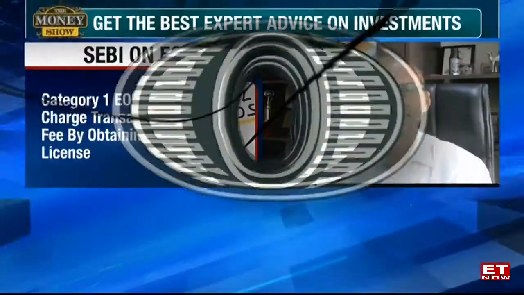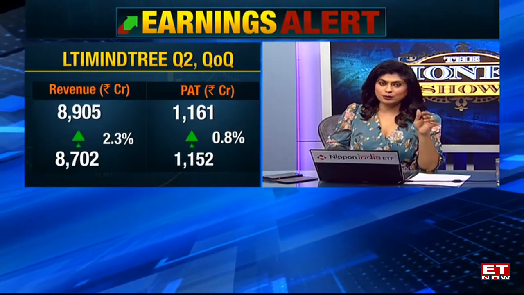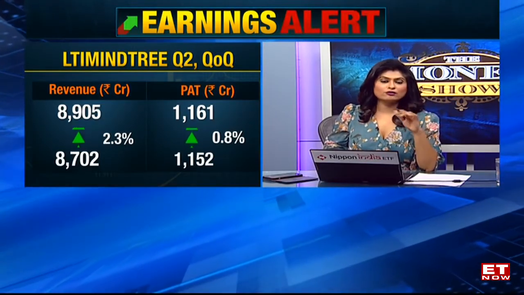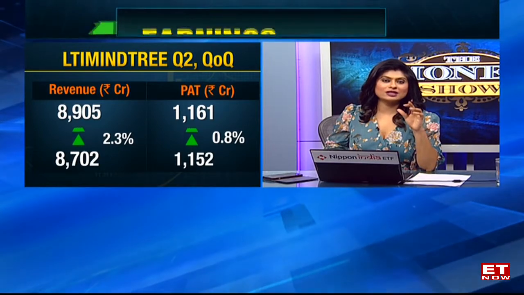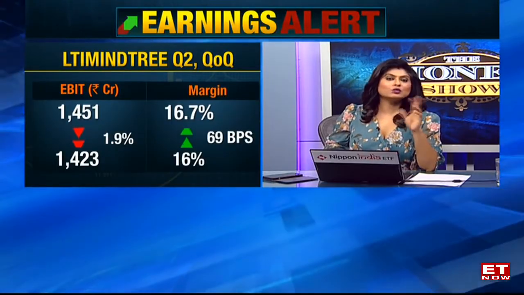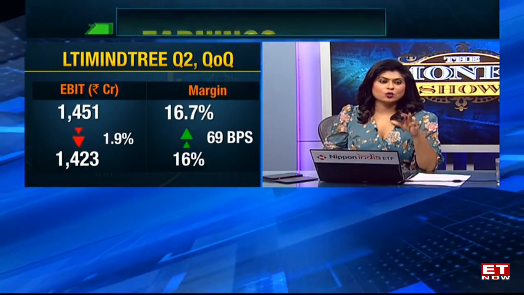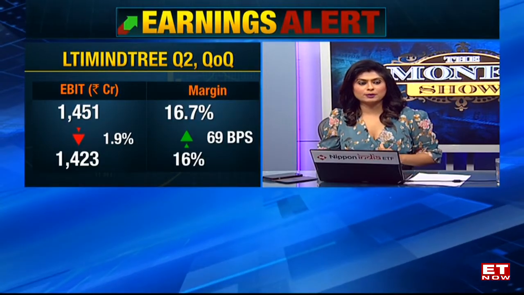All right, Suresh, I request you to stay on, but there are LTI Mindtree numbers coming up, which we really need to announce. LTI Mindtree has come out with their Q2 results. The company's revenue has come in at rupees 8,905 crores versus 8,702 crores, which is up by 2.3% quarter on quarter. The PAT numbers have come around 1161 crores versus 1152 crores, which is up by almost 0.8% quarter on quarter. Also, EBIT margin is at 16% versus 16.7%, down by 69 bps quarter on quarter. So that's the first set of numbers coming in from LTI Mindtree. All right, we move on.